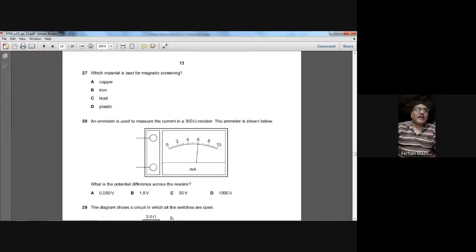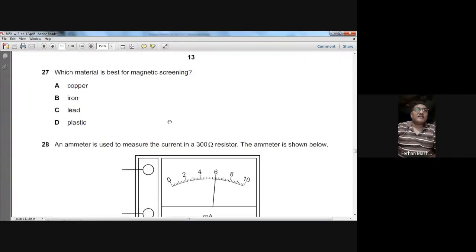On your screen, we have question number 27. He says, which material is best for magnetic screening? Magnetic screening is that the magnetic lines cannot cross a boundary. So therefore, for making that boundary, we always use a material which is magnetic material. For that purpose, we normally use iron. So for question number 27, B is the option, iron.